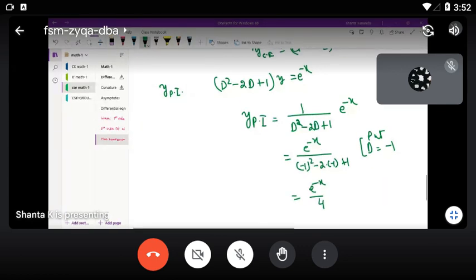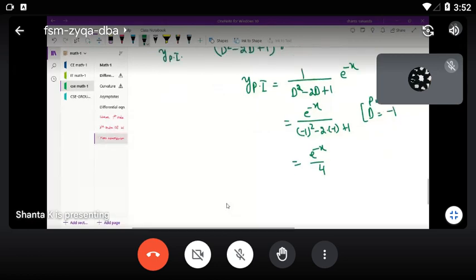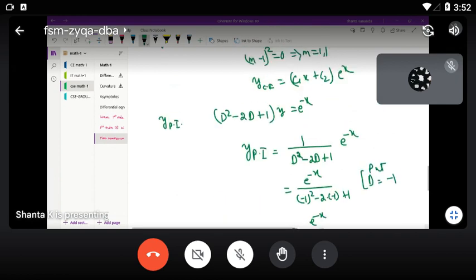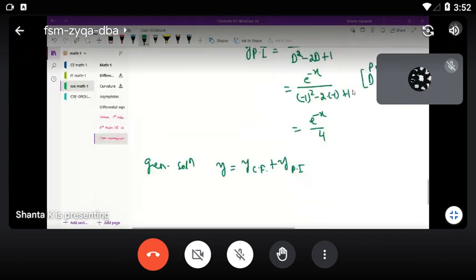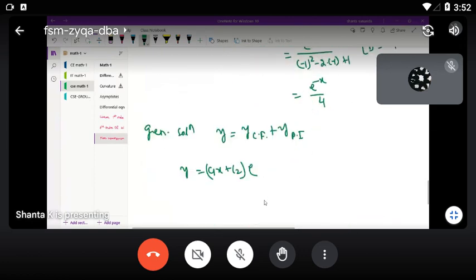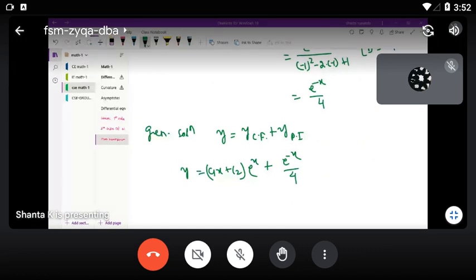Now the solution here, the general solution: y is the complementary function plus the particular integral. So the complementary function is (c1 x plus c2) e power x, and the particular integral is this one, e power minus x by 4. So this is the general solution of this question.